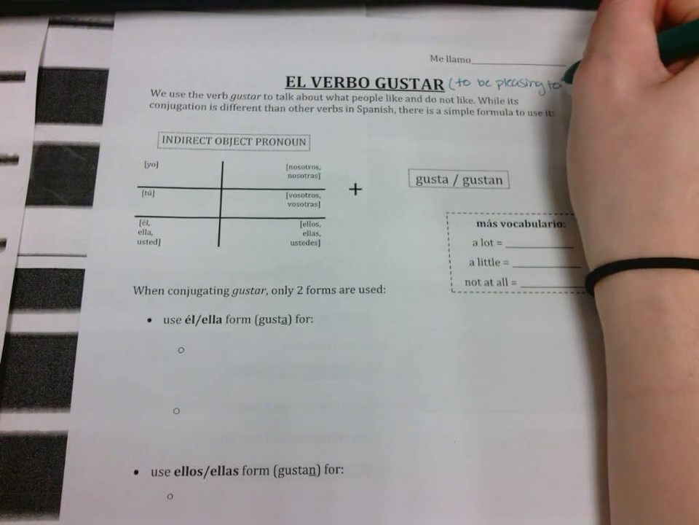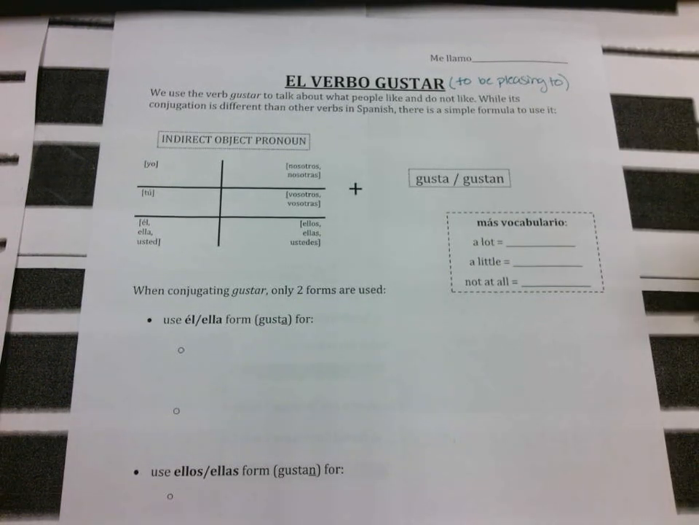Alright, it doesn't necessarily mean to like, it means to be pleasing to. So for example, if I wanted to say that I like chicken, I would need to say me gusta el pollo, and that would literally be translated to the chicken is pleasing to me, meaning that I like it. I like the chicken. Alright?